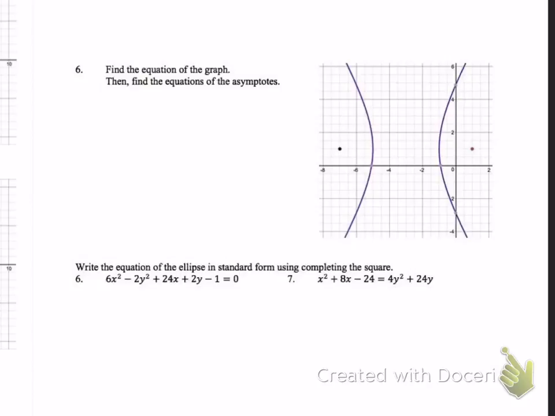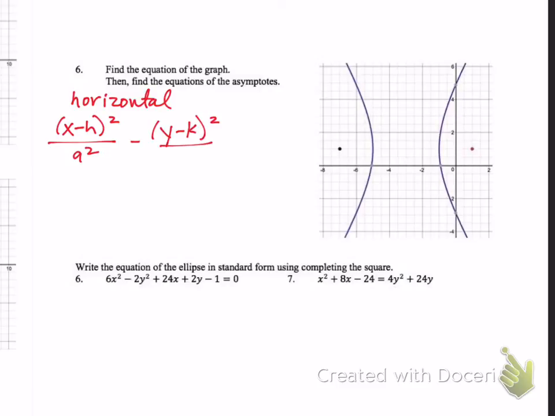Okay, so last one, it's giving you a graph and it's saying find the equation. So first off, is this horizontal or vertical? It's horizontal, so the equation is what? x minus h squared over a squared minus y minus k squared over b squared equals 1. So then I need to find my center, which would be h, k, the distance from center to vertex, which would be a, and then b, I'm going to have to solve by getting c and then doing c squared equals a squared plus b squared.